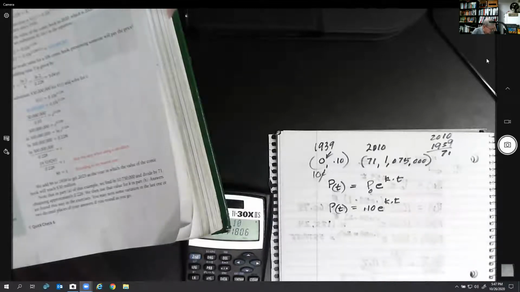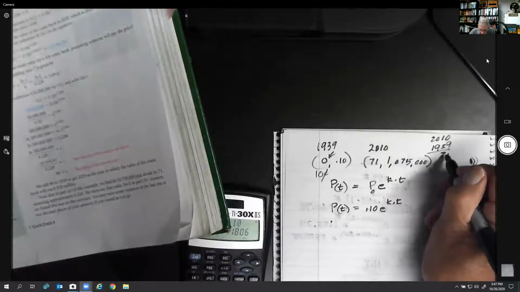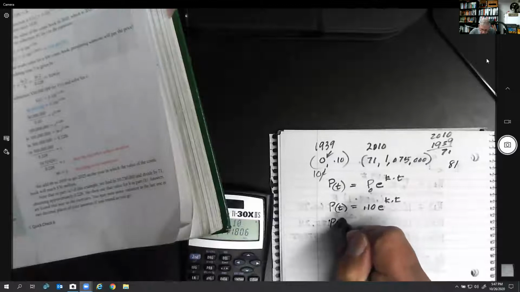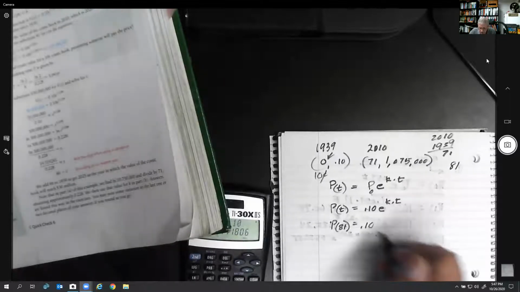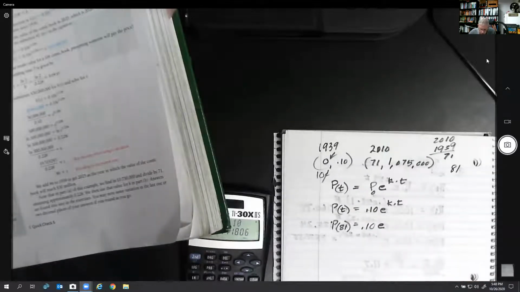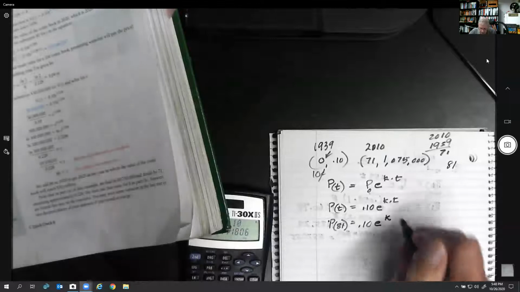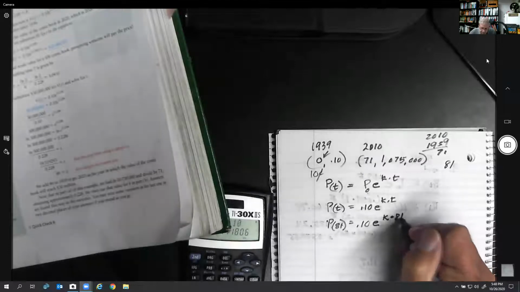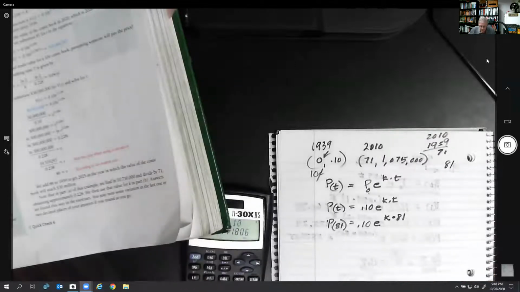Number 2 says estimate the value of the book in 2020. Well, that'd be 10 years later than 2010, so that'd be 81 years from 1939. It'll be 0.10, that's not going to change, times e to the constant. Well, we don't know the growth rate, do we? We don't know how fast this is growing. So this is going to be a little bit difficult, but we do know that it's going to be 81 years later. So how are we going to calculate this?